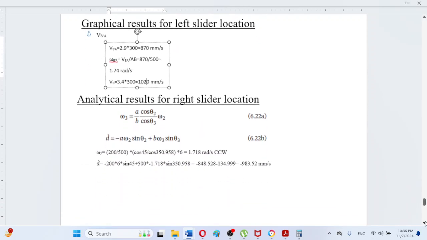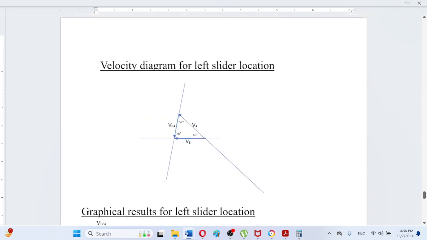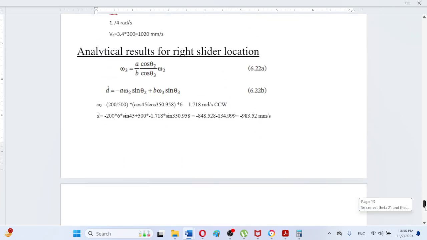And here the analytical results are shown here, that analytically the value is 1.718, which is actually positive, so that means counterclockwise. And here the D value is also shown here, which is somewhat minus 983.52. Minus sign actually shows that the slider is located in the second quadrant, so you can verify the results yourself. As we can observe here, the direction is in the negative direction. So in this way the whole solution has been shown here.